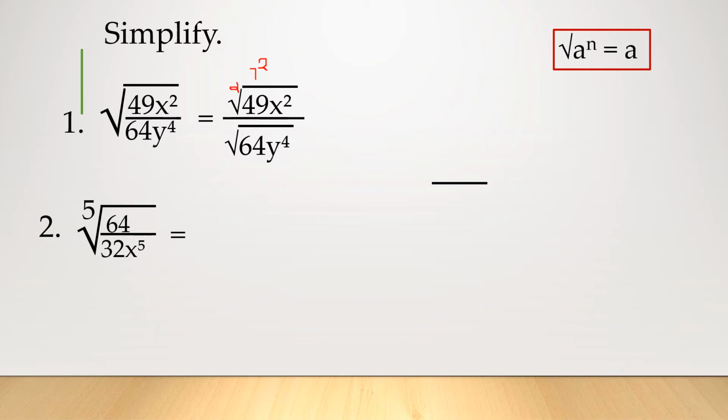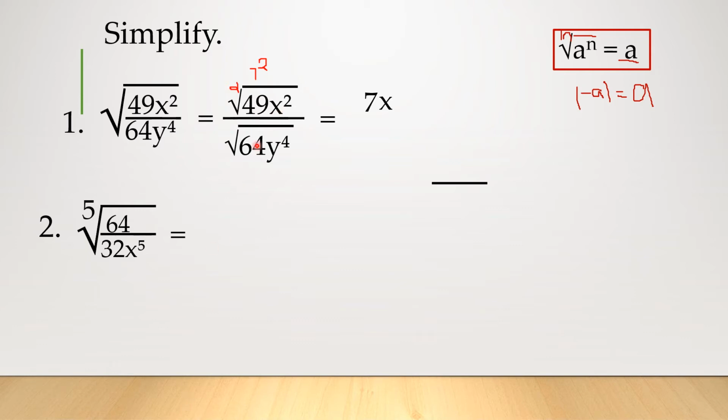So applying now this law, if they have the same index n, the answer is a if n is odd, and also if n is even and a is not a negative number. If a is negative, you are going to get the absolute value of a. So now that is equal to 7. And we also have the square root of x squared, that is x. Same index and exponent, so the answer is simply x, the base.